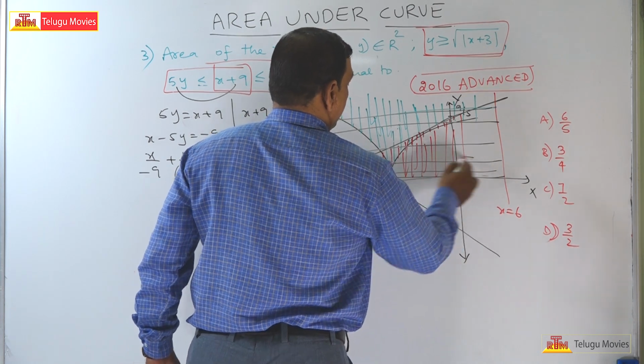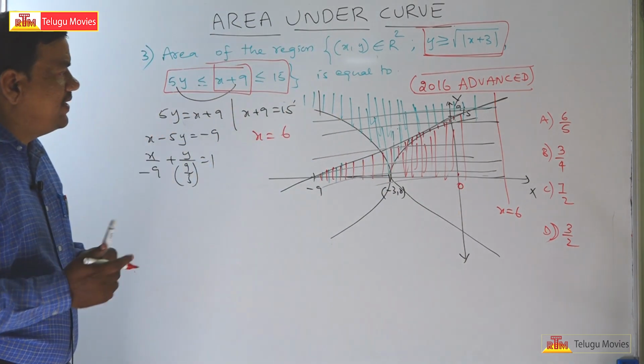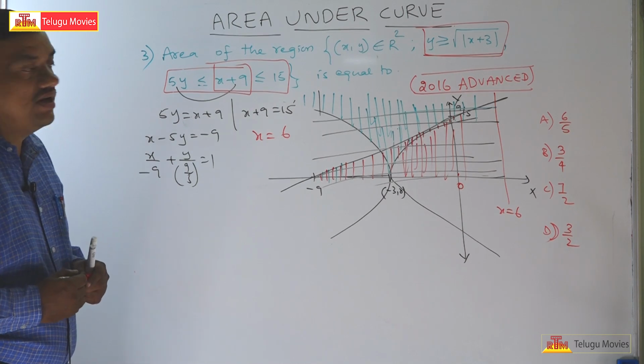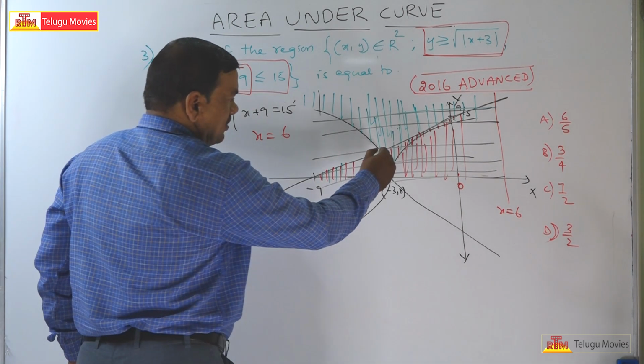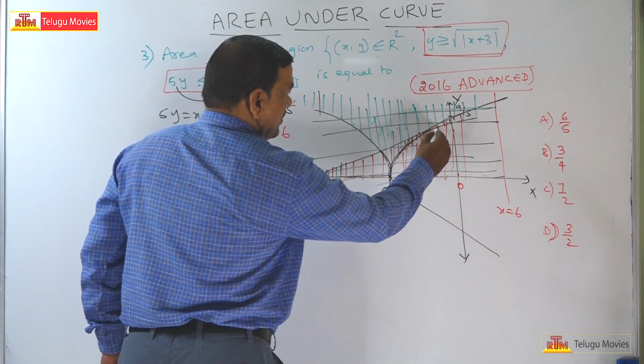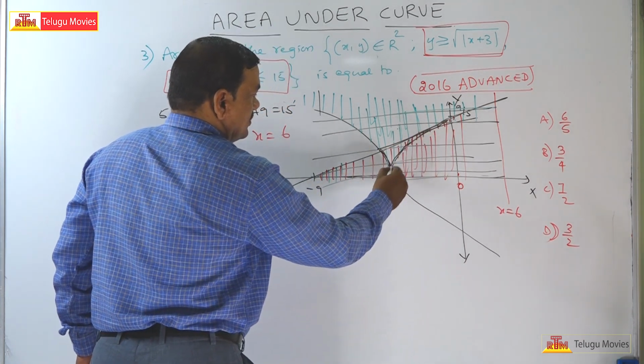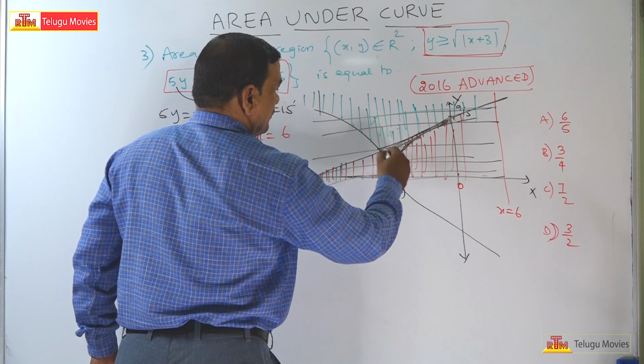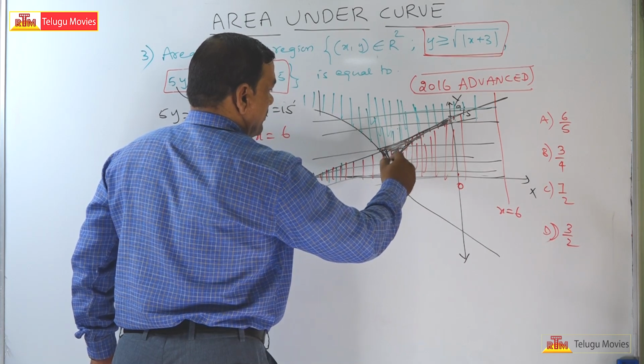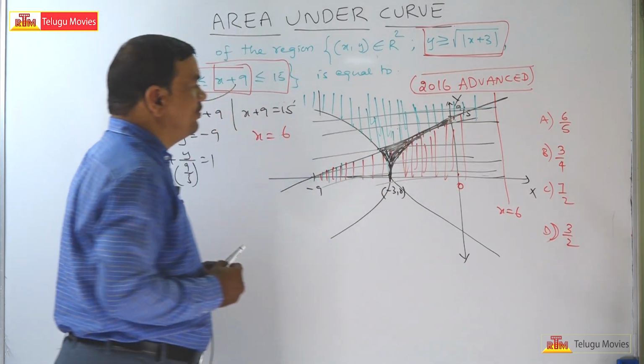Right side. So, where will be the common region? If you observe, this will be the common region. So, that area we have to find out.